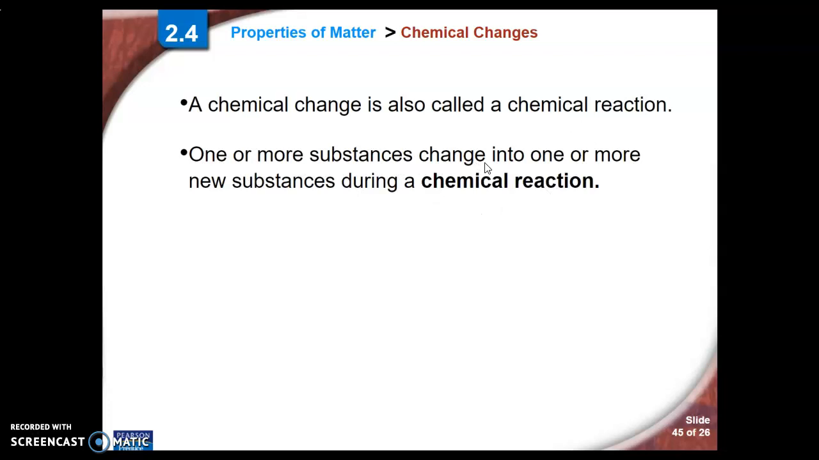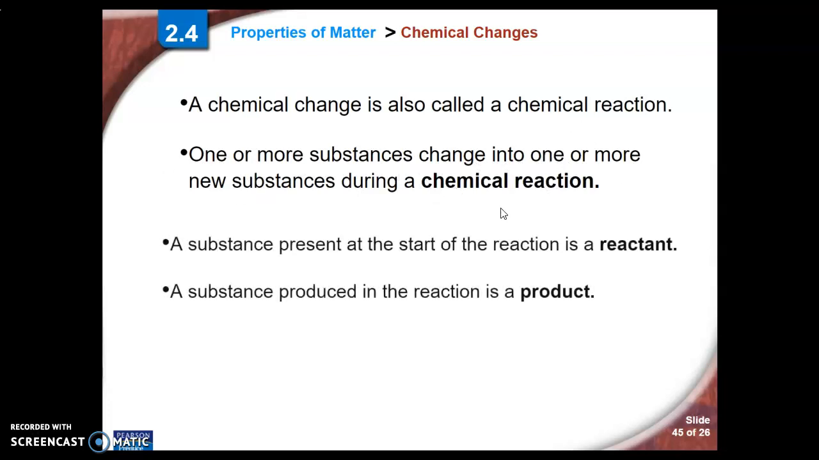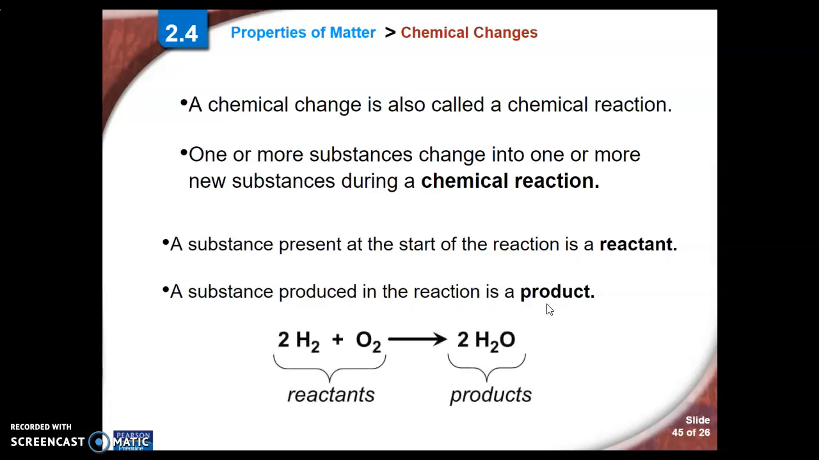One or more substances change into one or more new substances during a chemical reaction. So, reactant is the starting point of the reaction. The substances that start the reaction are called reactants. The substances produced by the reaction are called the products. For example, you take hydrogen gas. Don't worry about these numbers yet. We will study these numbers.